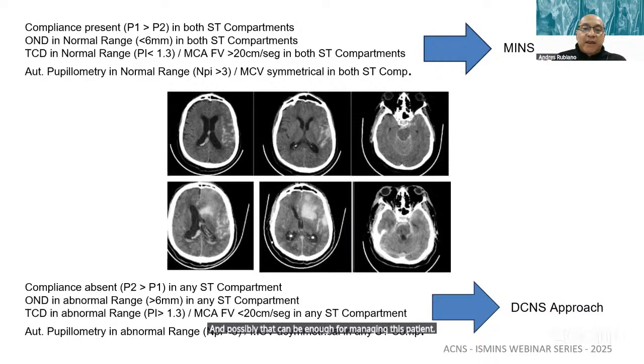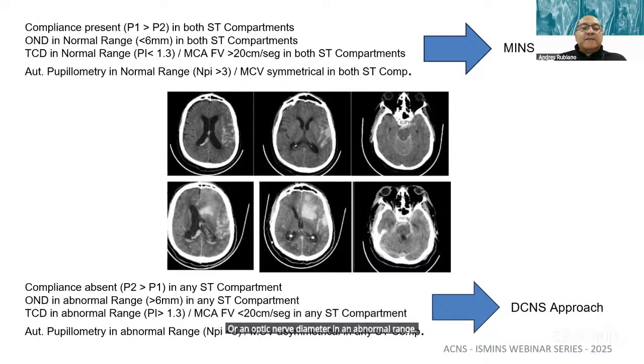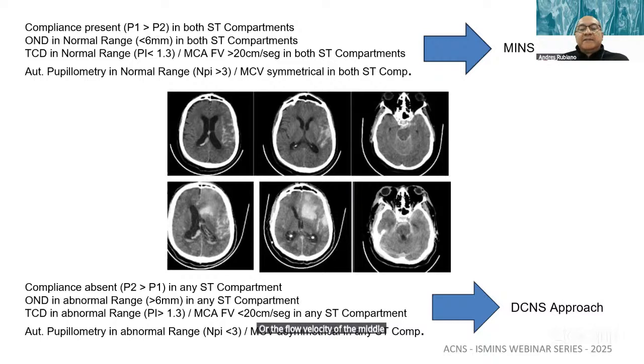But if I have this case, and since the emergency department I detect that this patient has, at least in one of the two supratentorial compartments, probably the left supratentorial compartment, compliance that is absent, where P2 is bigger than P1, or an optic nerve diameter in an abnormal range, more than 6 millimeters, or a transcranial Doppler with abnormal values, pulsatility index more than 1.3, or a flow velocity of the middle cerebral artery less than 20 centimeters per second, or an automated pupillometry with abnormal values with an NPi less than 3, or an asymmetrical maximum contraction velocity.